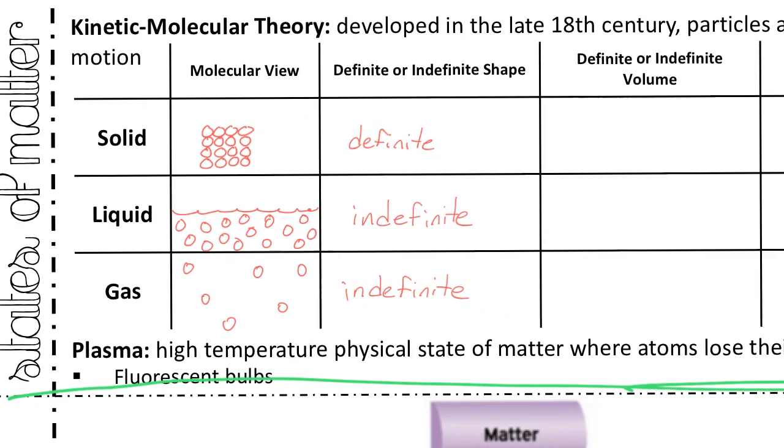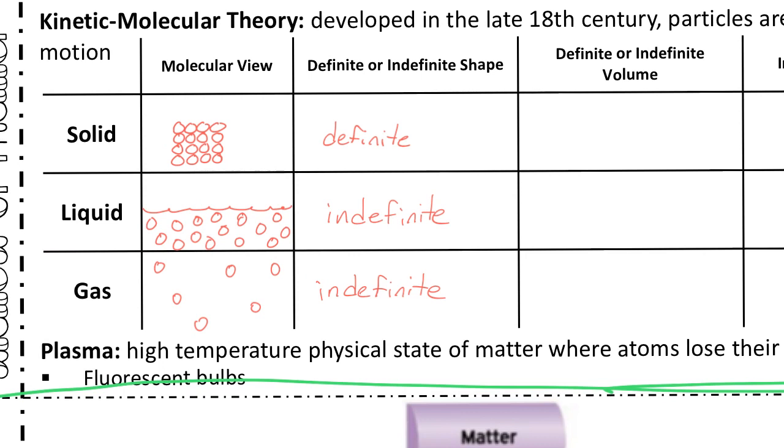For volume, solids are going to have a definite volume. The volume of the solid is not going to change. Liquids are also going to have a definite volume. I can pour the liquid from one container to another one, and it's always going to measure the same amount.